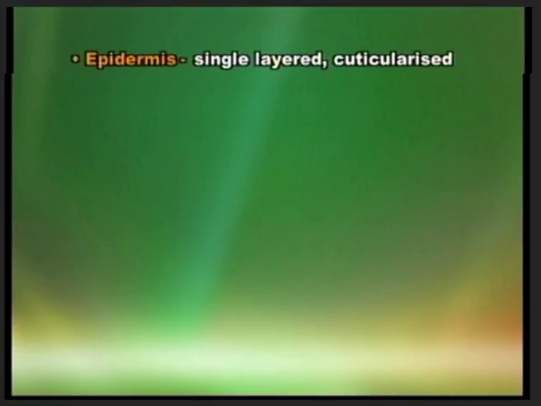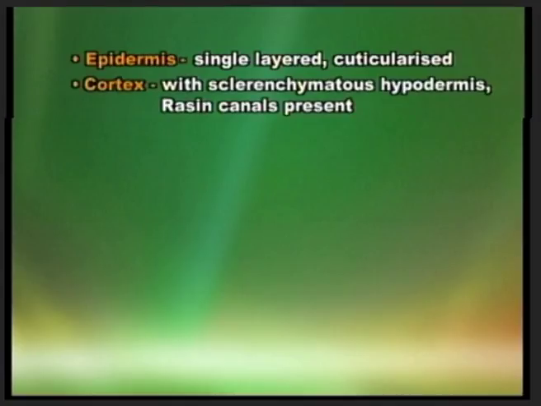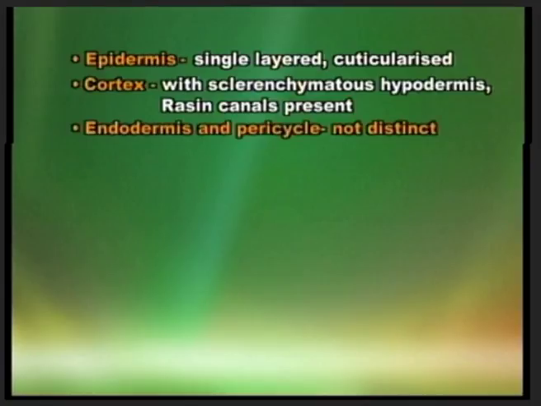The outermost layer of the stem is epidermis, which is single layered, but remember it is cuticularized. That means it is meant for retarding transpiration because it is a xerophytic plant. Next comes the cortex, which is sclerenchymatous, that is also a xerophytic character. Resin canals are found in the cortex of Pinus stem. Then endodermis and pericycle, which is not very distinct.